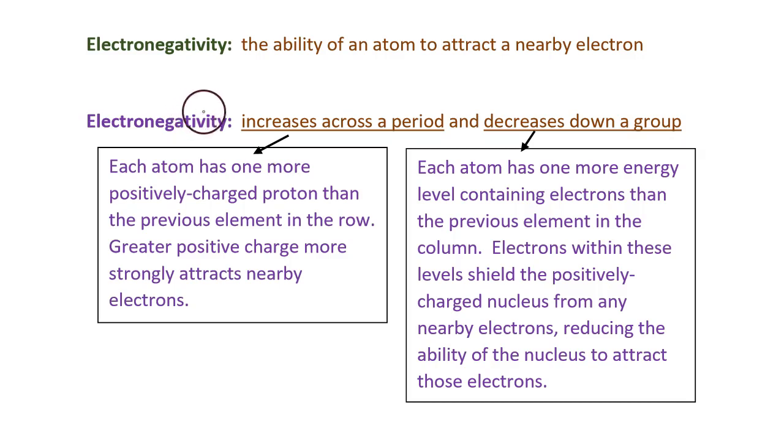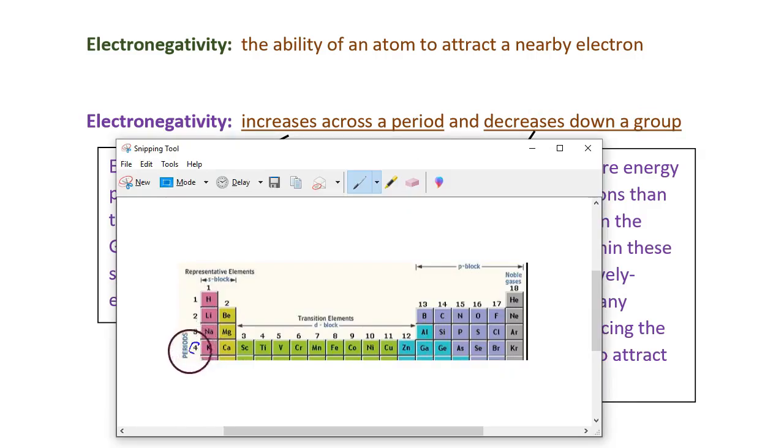The trends are that electronegativity increases across a period, and it decreases down a group. Let's take a look at the periodic table again, and again, we'll focus in on period 4. The trend in electronegativity is that it increases across a period. That means that capital K, potassium, has the lowest electronegativity value of any of the elements in period 4. As you move to the right, the electronegativity increases.